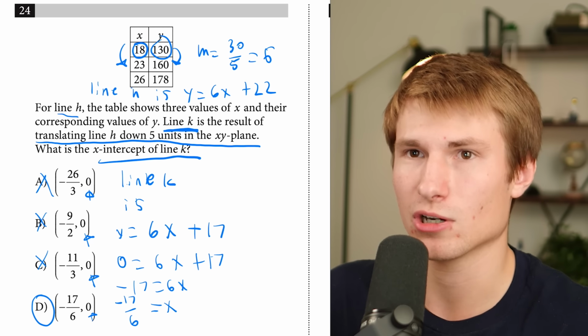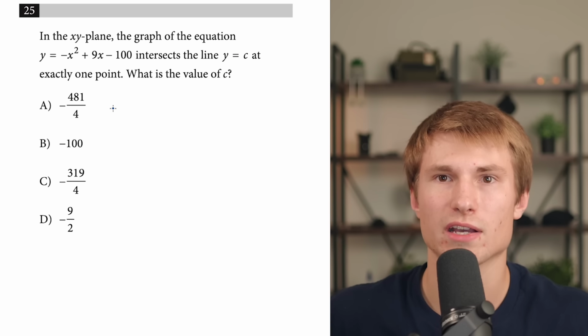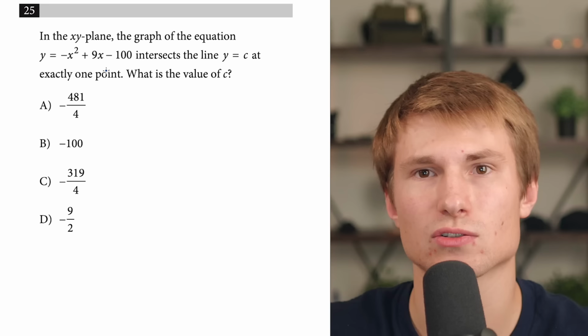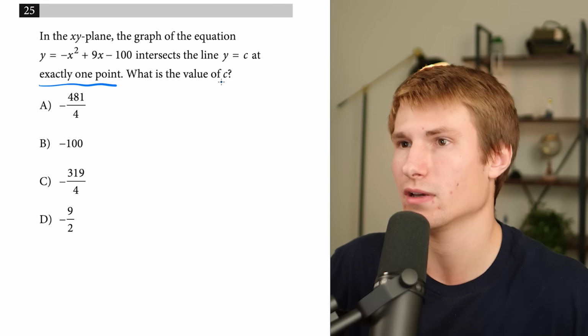All right, now we got question 25. Let's go ahead and switch the screen. There we go. All right. In the xy plane, the graph of the equation y equals negative x squared plus 9x minus 100 intersects the line y equals c at exactly 1 point. What is the value of c?